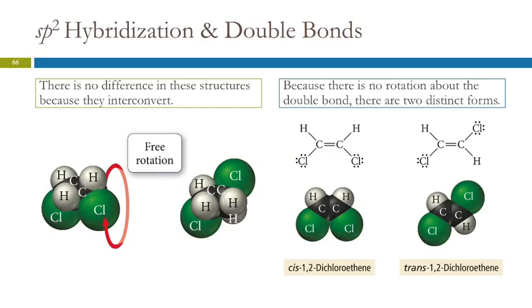So here we're looking at those same molecules, but looking at space-filling models. The first one is 1,2-dichloroethane, has free rotation, and so you can rotate this around so that the chlorines are on opposite sides, but these are actually the same molecule. They interconvert, they go back and forth. You can make this one and back and forth without breaking any bonds. It's the same molecule.